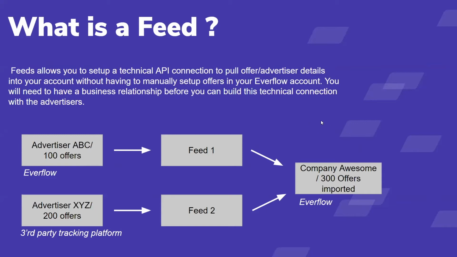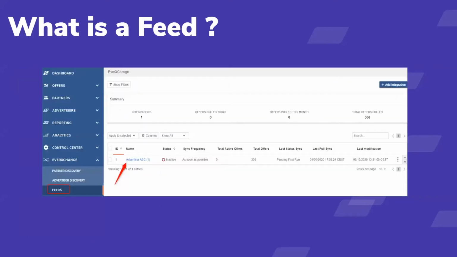So that's just a basic overview of how feeds work in theory. To give you a little snapshot of how it looks in the system itself, when you navigate to EverXChange and you go to feeds, you see an overview of all the feeds that are set up in your account. You'll be able to filter between the different feeds using the filters at the top. And you'll also see a list of how many offers are pulled in using these feeds in the summary section here.